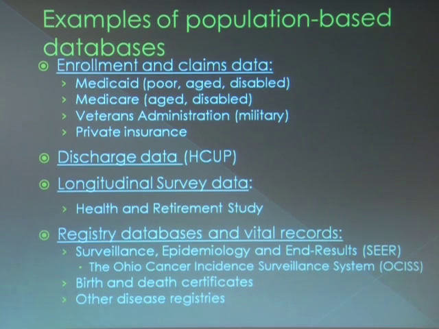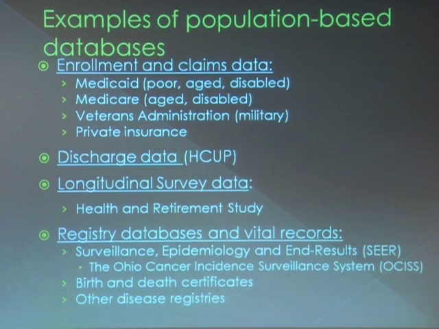So one source that's used very frequently is the enrollment and claims data, administrative data coming from Medicare and Medicaid, from the Veterans Administration, and from private insurance to a lesser extent. But Medicare and Medicaid, as well as VA data, are used very frequently to do various kinds of observational studies.